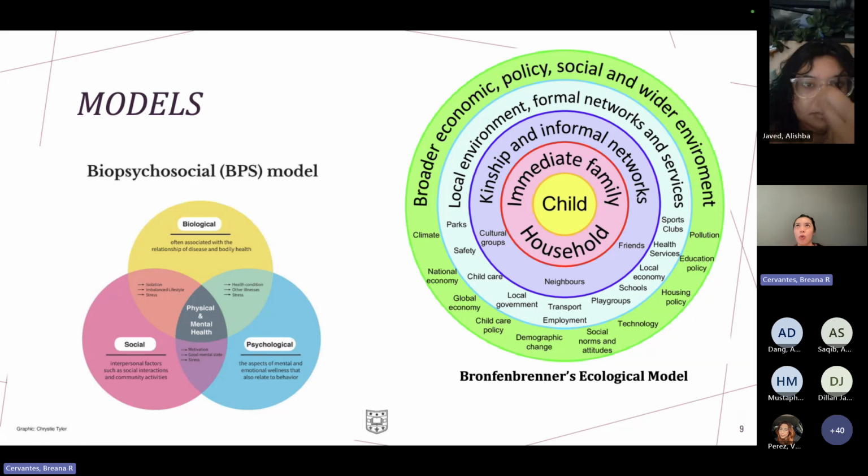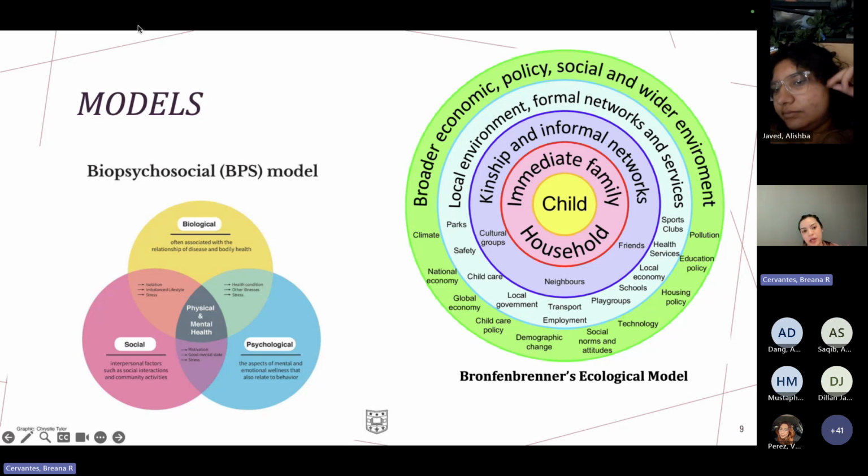Because this is how we'll think about what are certain risk factors and protective factors in that child's life. Those risk and protective factors will probably come from these other settings that they're interacting with, or it might be their own biological vulnerabilities or their own social protective factors that are in that child's life if we were to use the biopsychosocial model.